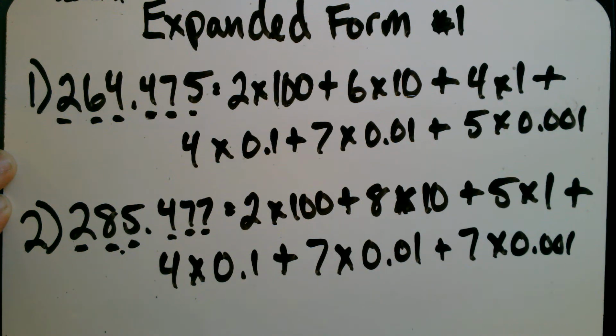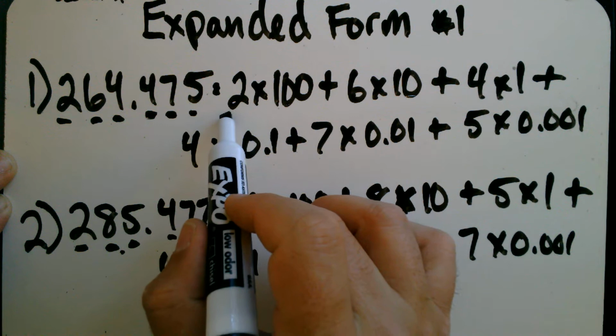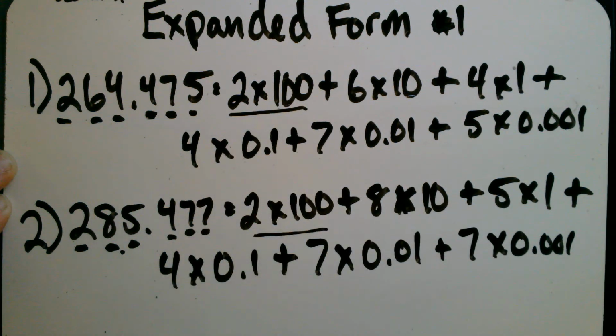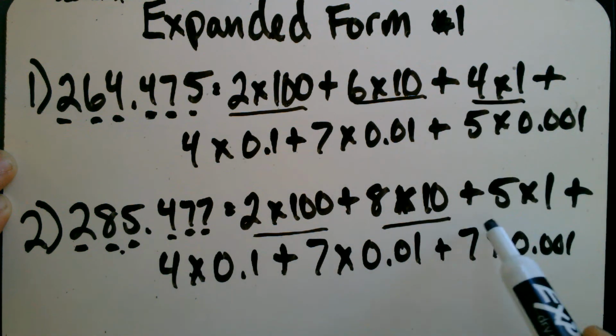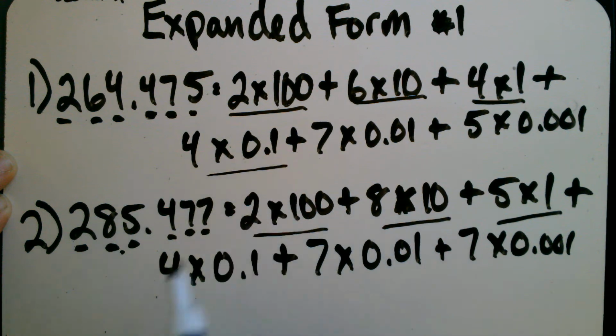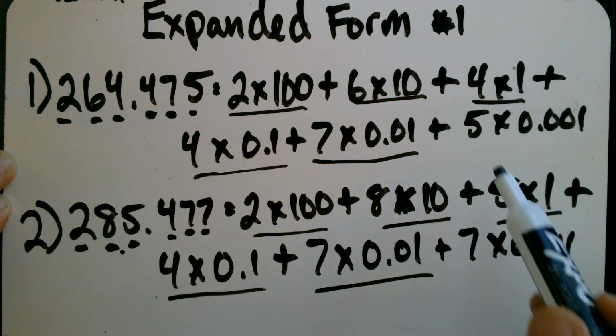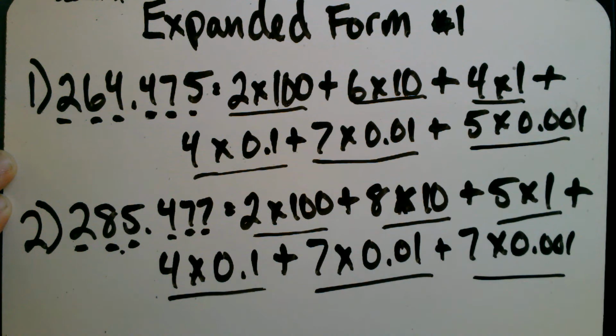Now that's a lot of numbers, but I want you to see, here's my hundreds place, here's my tens place, here's my ones place, here's my tenths place, here's my hundredths place, and here's my thousandths place. All right, and that pattern is going to continue. If you want to pause the video to make sure you've got this correct, you're welcome to. But I'm going to erase this and go ahead and start on number 3.